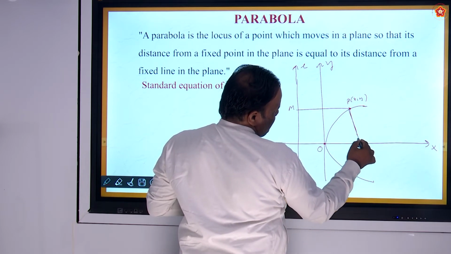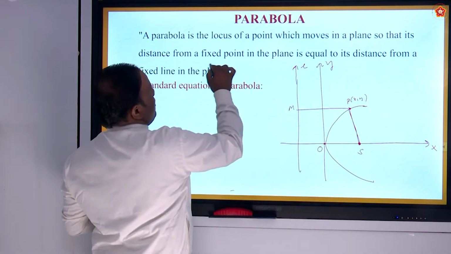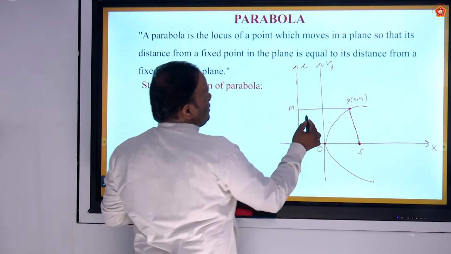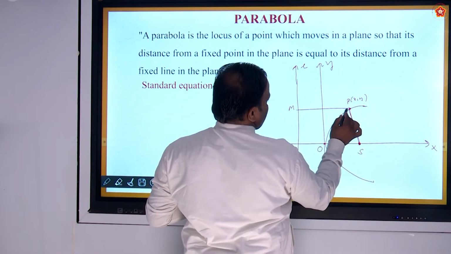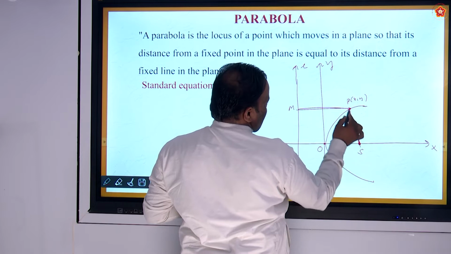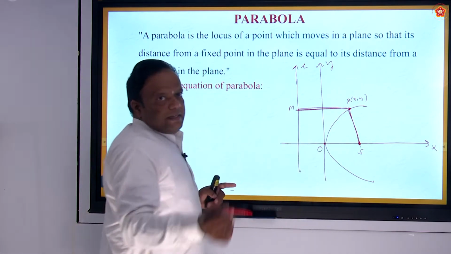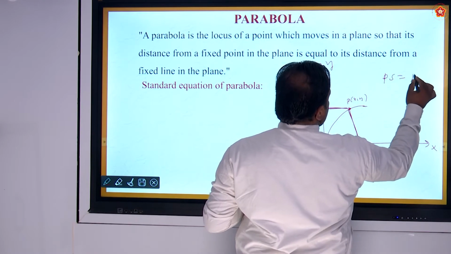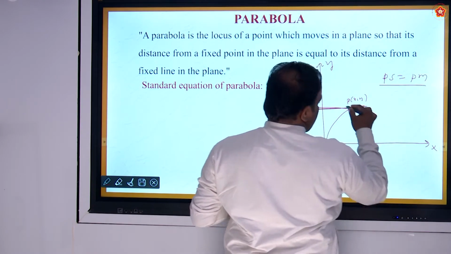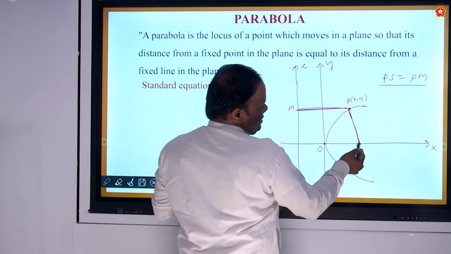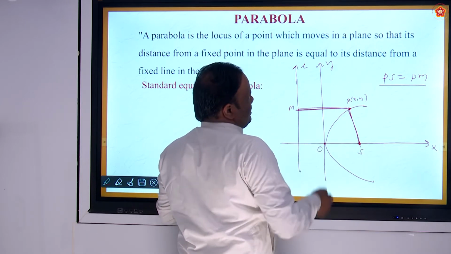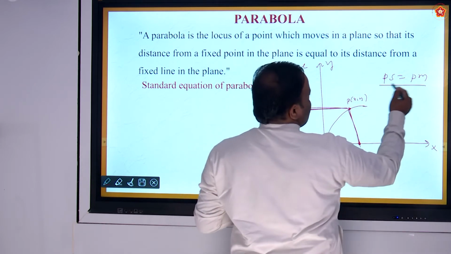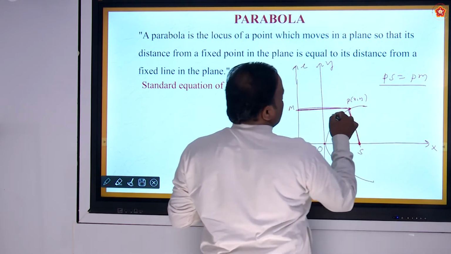This distance means PS. Distance from a fixed point in the plane, PS, is equal to distance from the fixed line, PM. If PS length and PM both are same, then it is called the parabola. Means PS is equal to PM is called parabola. S is the fixed point, L is the fixed line. The fixed line is called directrix and the fixed point is called focus. When PS equal to PM, then the cone is said to be parabola.